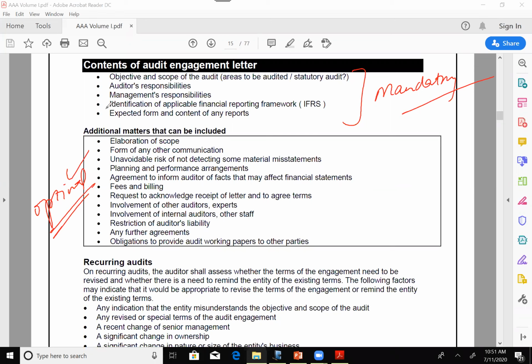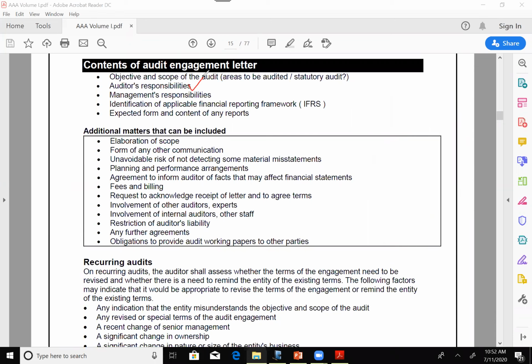So five items must be there. When the auditor drafts this letter, the auditor signs, an audit team member signs, the senior audit partner, and some management person sign, to make it a contract. It tells the objective and scope of the audit: why the audit is being conducted, whether it is a legal requirement, and what the scope is. Scope means area of work, so what are the areas to be audited? Now, what will be the auditor's responsibility?